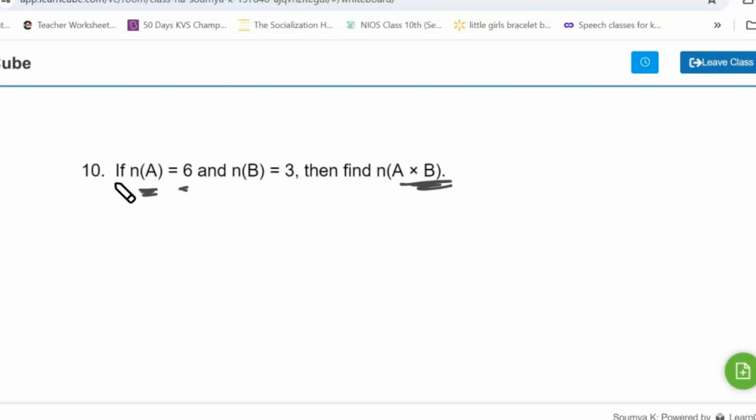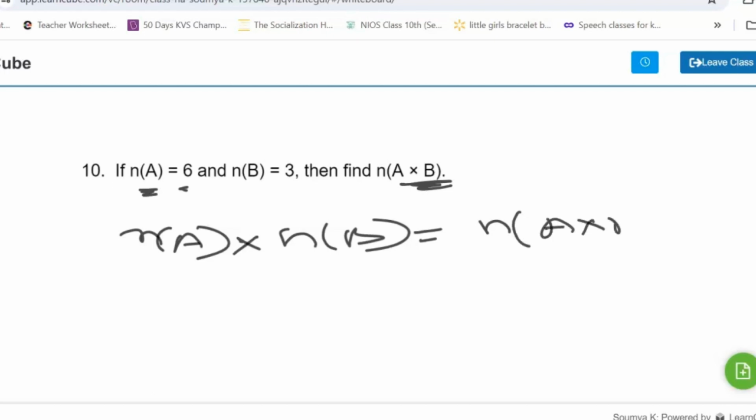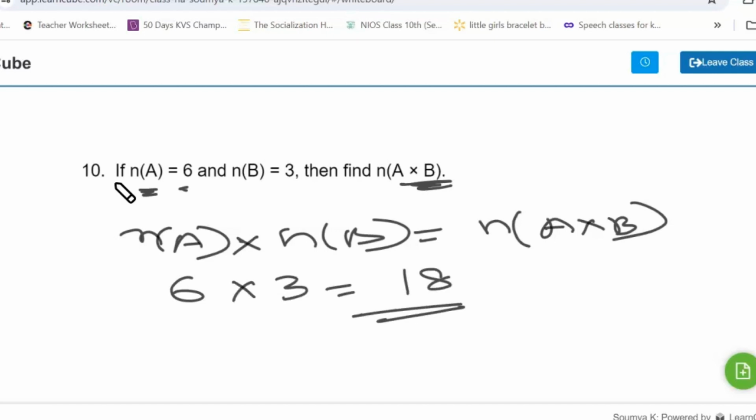Okay, so this is a formula. Number of elements in B, when you have the cross product of them, just multiply the total number of elements, that is 6 into 3, that is 18. So you will have in the result 18 elements when you find the cross product of A and B.